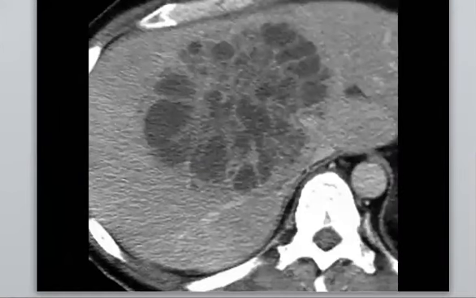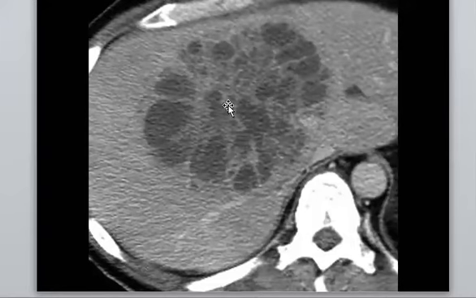I am a bit faster because I know that we need to go through many cases, so let's go more and more. So this one, sure, there will be a differential, but let's describe it. Why abscess or hydatid? Because you have multiple coalescing cystic lesions, and there is septation, and this septation has some enhancement. So maybe pyogenic abscess is one of the good differentials, or hydatid.